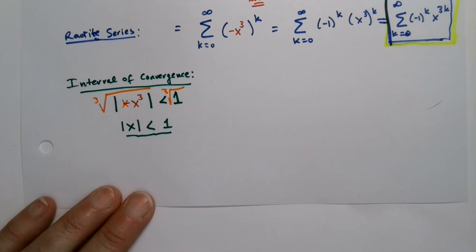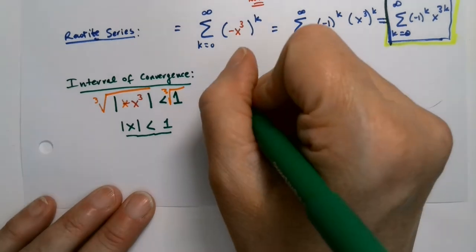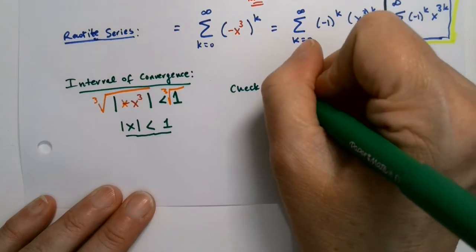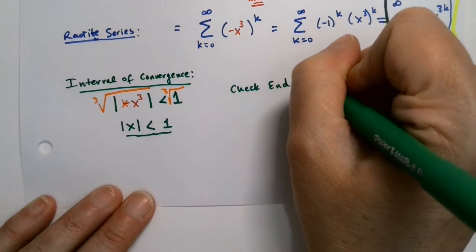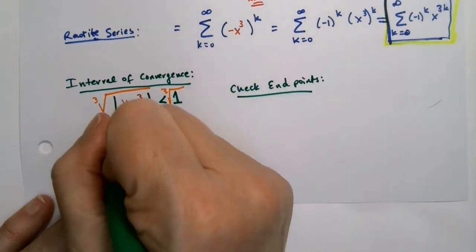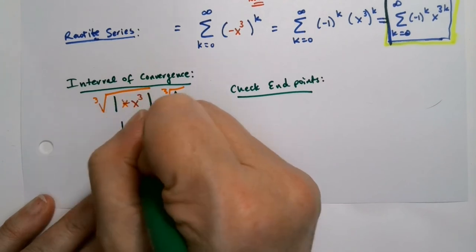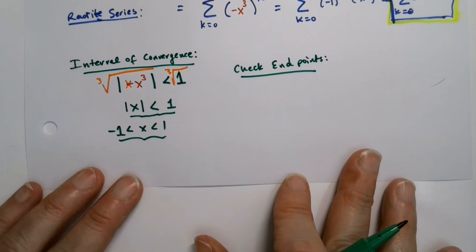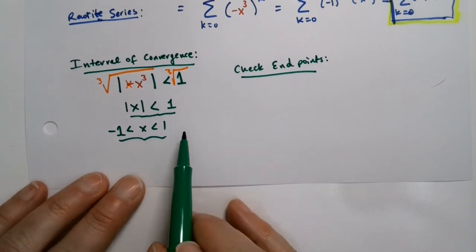However, I need to check my endpoints. I can't just circle that and say I'm done. I don't know about negative 1 and 1. So keep in mind what this means. It means negative 1 is less than x, which is less than 1, right? So I need to check and make sure negative 1 and 1 are not included.